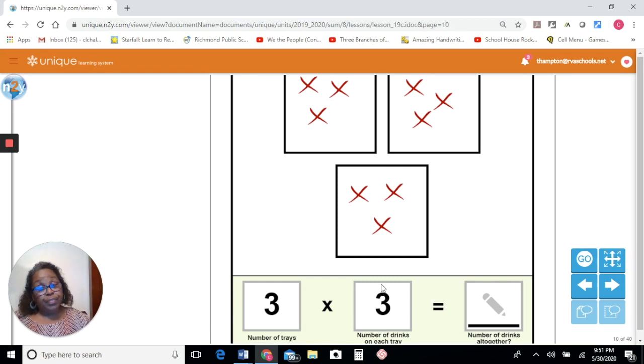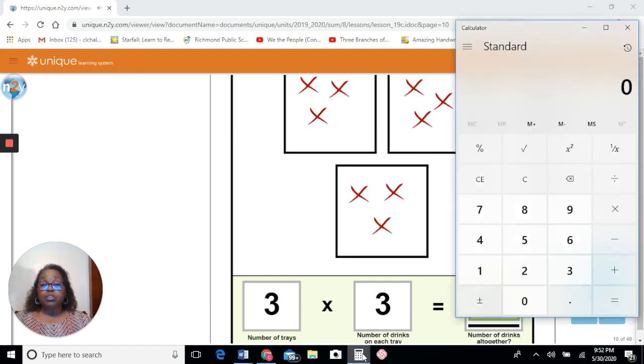So if we were to count them all up, 1, 2, 3, 4, 5, 6, 7, 8, 9, or we could use repeated addition, which we just did, and write 3 plus 3 plus 3, or we can use multiplication and see if we get the answer. Well, we know the answer is 9 because we just counted up. Let's see if we will get the same answer if we use multiplication.